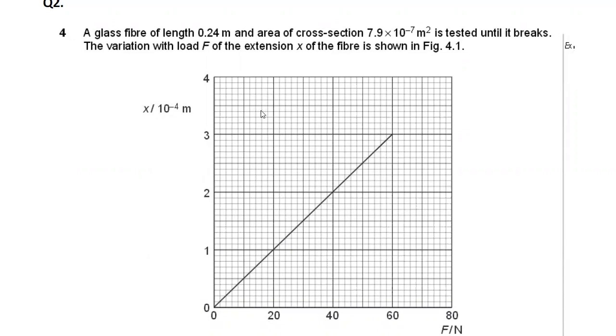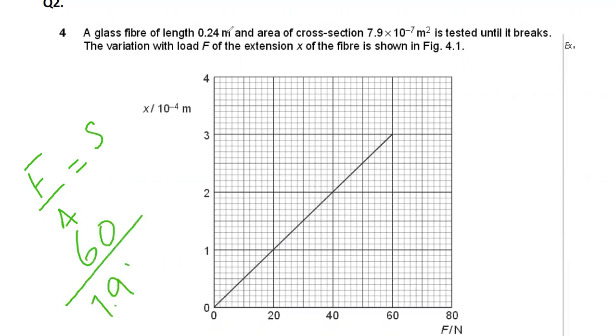So you will do force per unit area. Force per unit area is going to be equal to your stress. Your force is 60 and you will divide it by 7.9 into 10 raised to power negative 7. So the answer I am getting is 7.59, which I'm rounding off to 7.6. The answer I'm getting is 7.6 into 10 raised to power 7, plus 7, not negative 7.